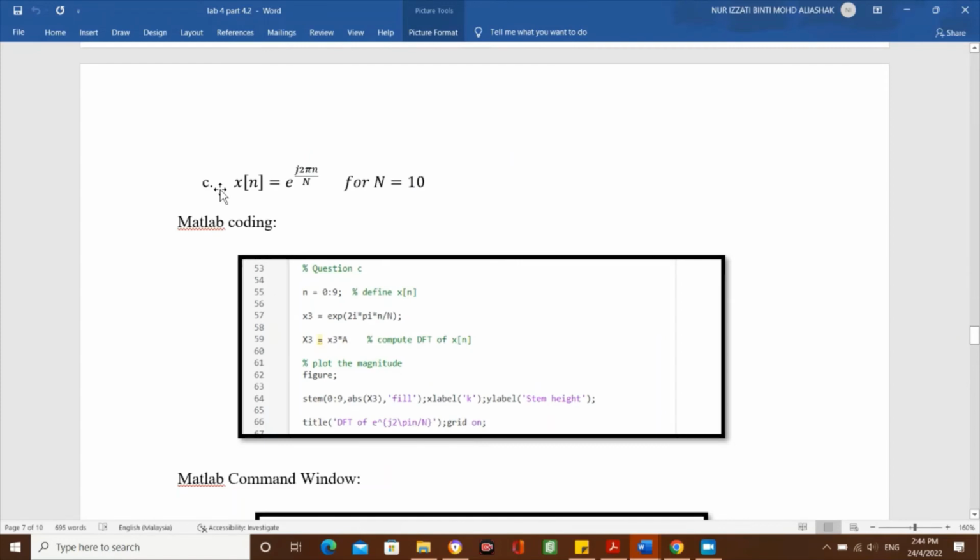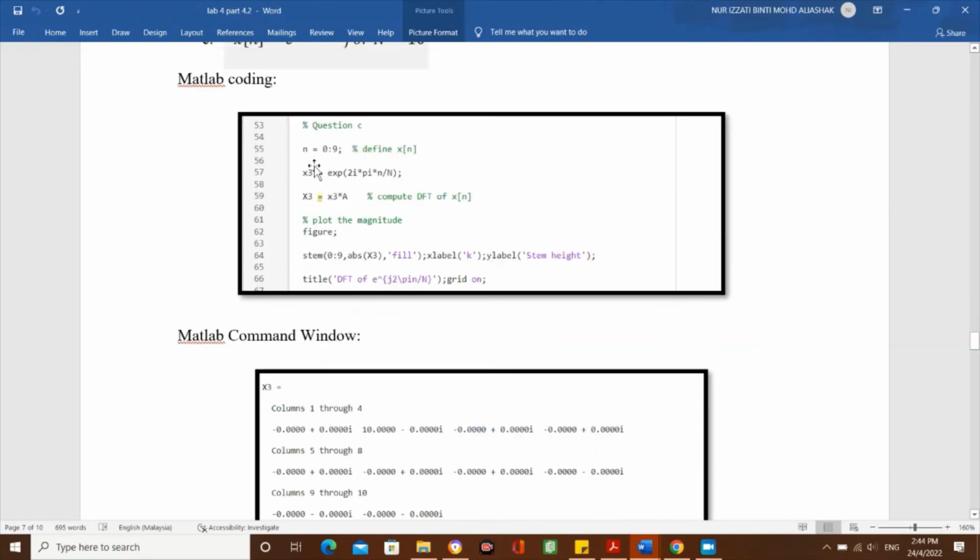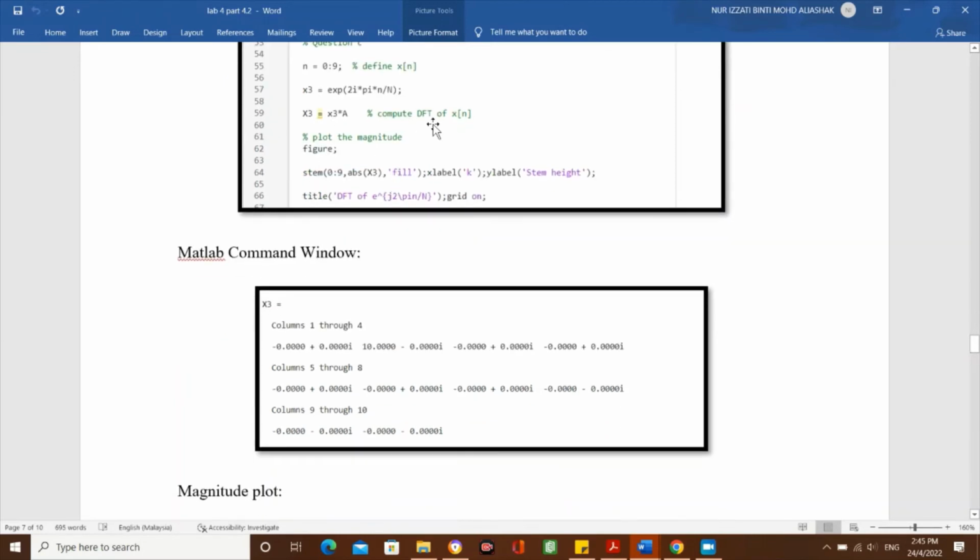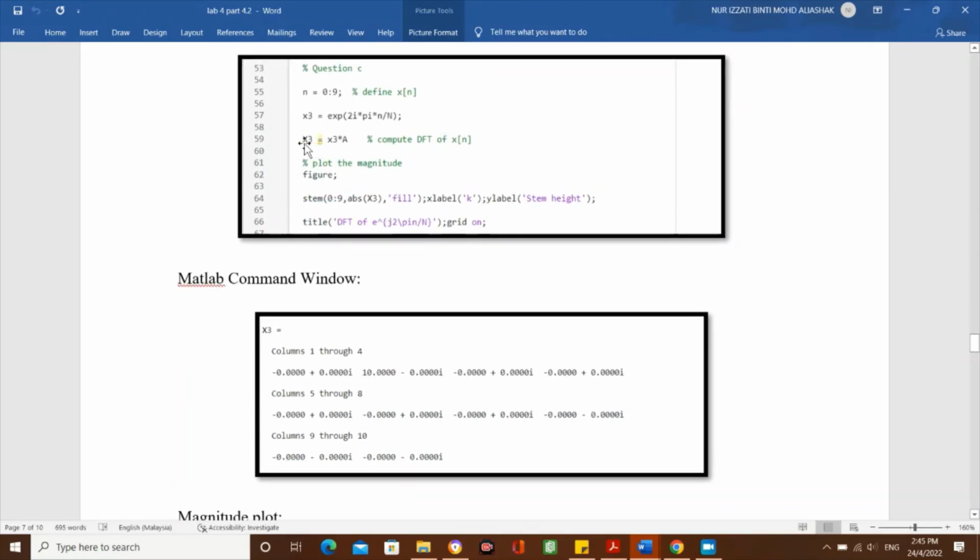For question C, xn is equal to exponential power of j 2 pi n over N. First we define the value of small n. n is equal to 0 to 9. Then we define xn: X3 is equal to exponential of 2j times pi times n over N. Then we compute the DFT by multiplying X3 with matrix A. Then we plot the magnitude.